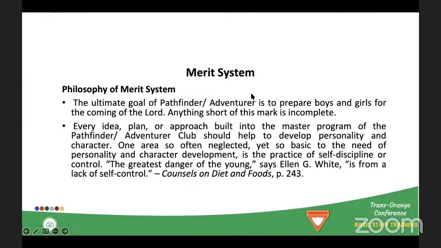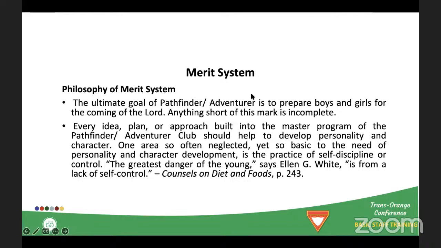Next. And then now we are looking at the merit system. What is the philosophy of the merit system? The ultimate goal of Pathfinder or Adventurer is to prepare boys and girls for the coming of the Lord. Anything short of this mark is incomplete. So as much as we are running these clubs, let's not lose focus. The ultimate goal is to prepare them for the coming of the Lord.